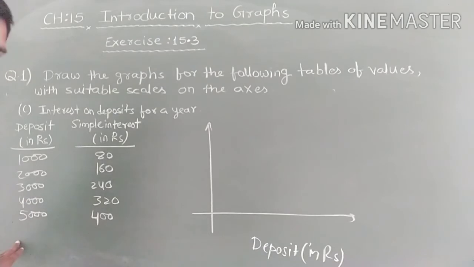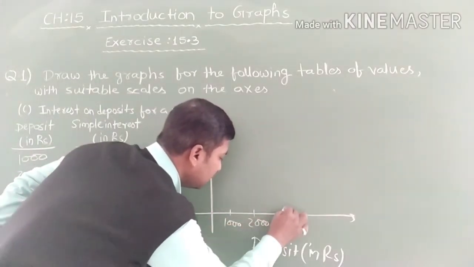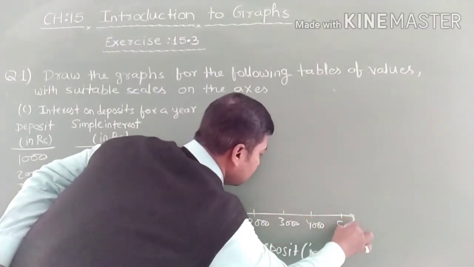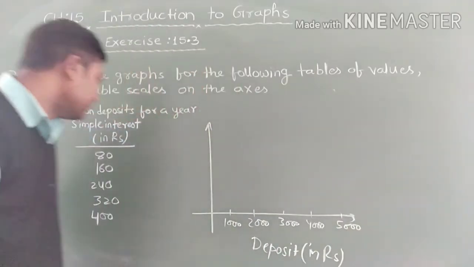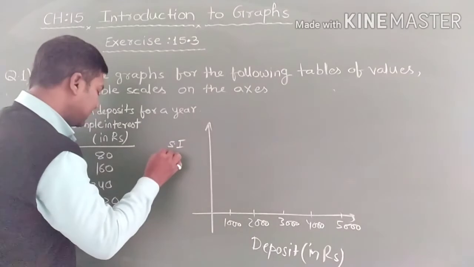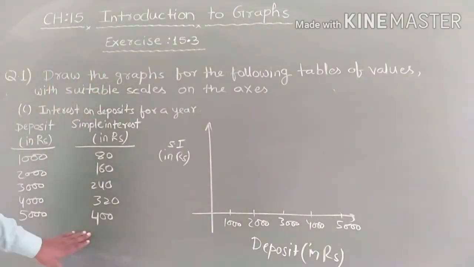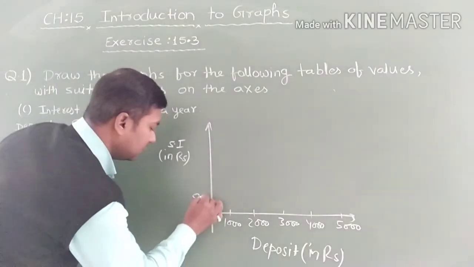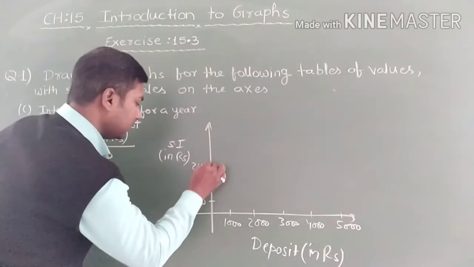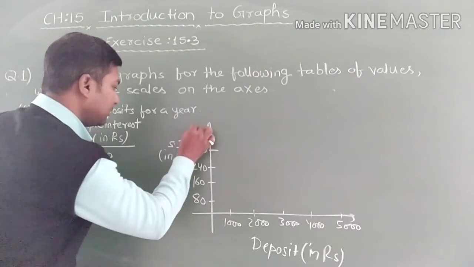Deposit ranges from 1,000 to 5,000. So let's suppose this point is 1,000, this is 2,000, 3,000, 4,000, 5,000. Similarly, simple interest, let's say SI, will be on the y-axis. It is in rupees, 80 to 400. So this will be 80, this is 160, this is 240, now this will be 320, and this will be 400.